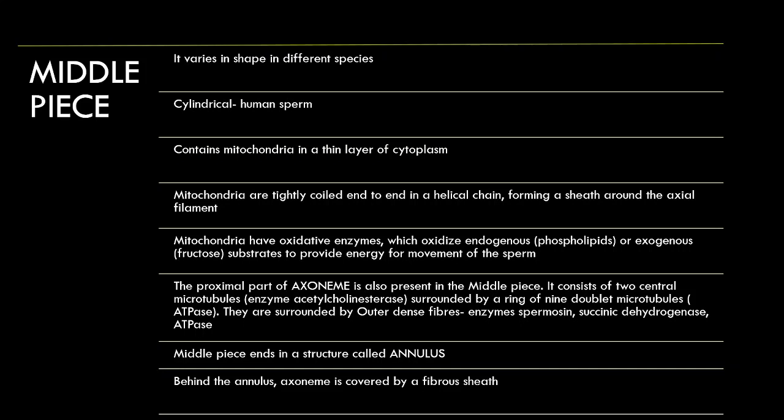Now, we know that mitochondria have oxidative enzymes. These enzymes will help to oxidize endogenous or exogenous substrates. Endogenous substrates are those present inside the sperm itself, like the phospholipids, and exogenous substrates are those present in the fluid that surrounds the sperms, that is, fructose. Both these substrates are oxidized by these enzymes so as to provide energy for the movement of the sperm.